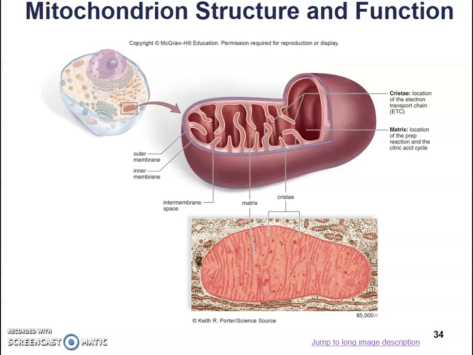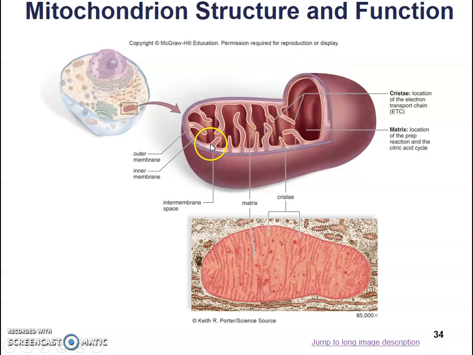So here is a diagram showing the structure of the mitochondria. Here is an artist rendering, and here is an actual image taken using an electron microscope. It is a double membrane organelle. That means that it has 2 phospholipid bilayers. It has an inner membrane and an outer membrane.